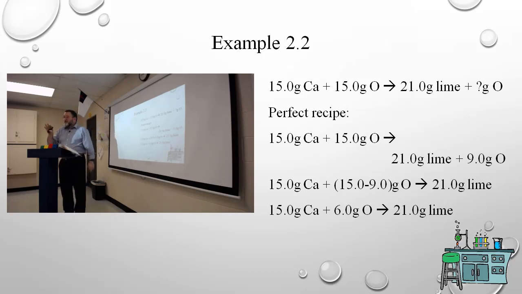I can check it by going 15 and 6 is 21. Boom. True. It works. Law of mass conservation. The mass of my reactants equals the mass of my products. So this is my perfect recipe for lime. The question says, I want to make 55 grams of lime. How do I do it? What do I have the perfect recipe for? 21 grams of lime, not 55 grams of lime. So how do I get 55 grams of lime if I have a recipe for 21 grams of lime?